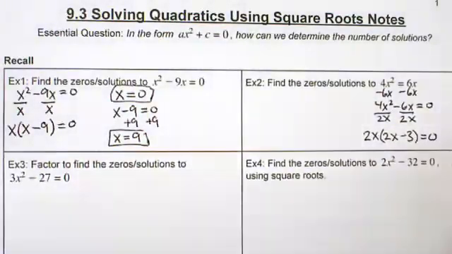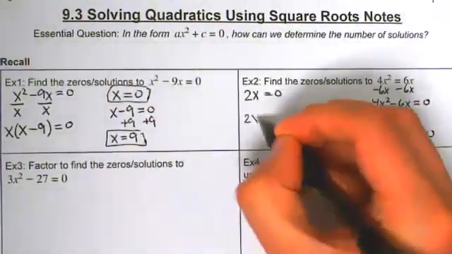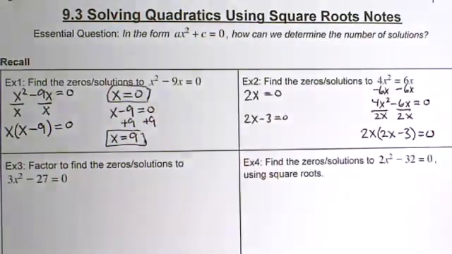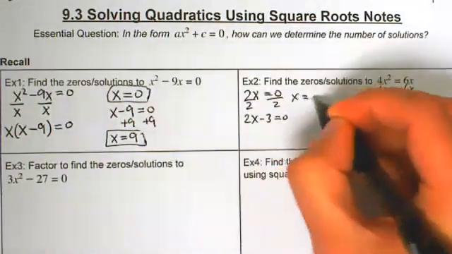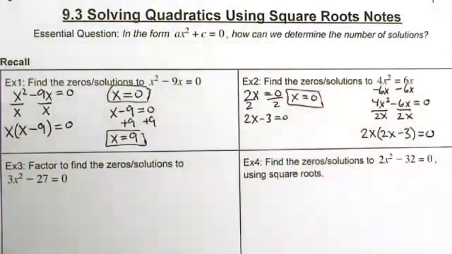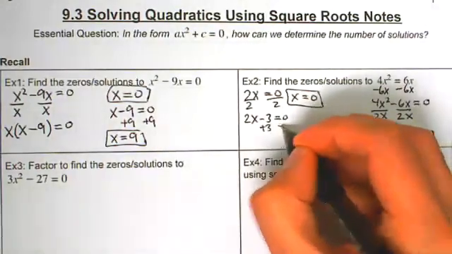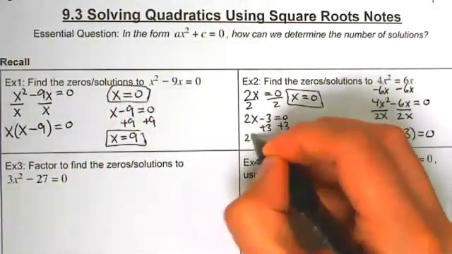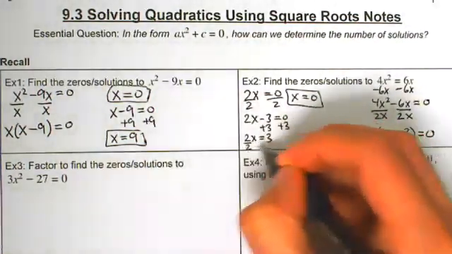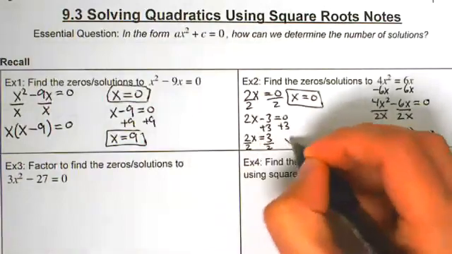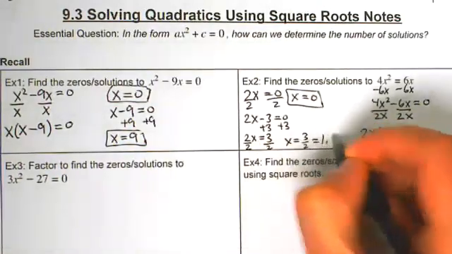Now we need to set each factor equal to 0. 2x equals 0, and 2x minus 3 equals 0. Well, divide by 2, we get x equals 0. That one was pretty easy. And for the other one, it's going to take us a couple of steps because we need to get our 2x term alone by adding 3 to both sides. So we have 2x equals 3. And then we divide by 2, again, our opposite operation, to give us x equals 3 halves, or x equals 1.5 if you prefer.